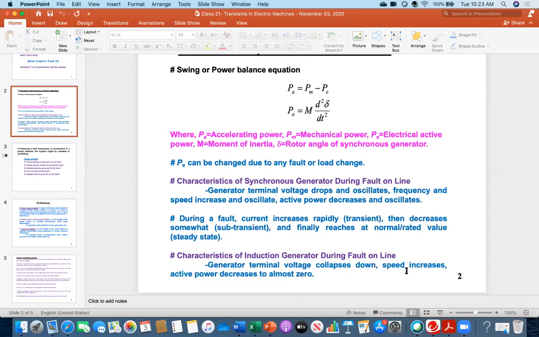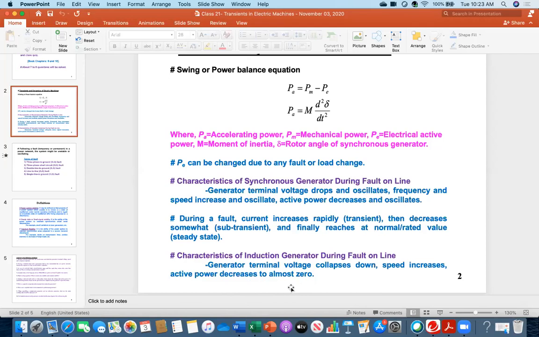But here I just said speed increases. I am not using the word oscillating because this is more dangerous than this one. And then here you see I said active power decrease and oscillate, but here I am using the phrase, active power decreases to almost zero.